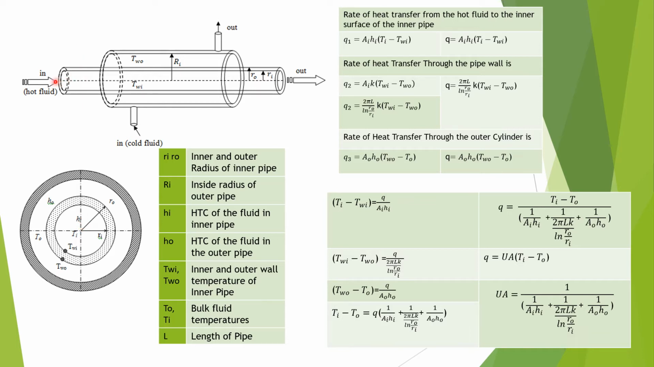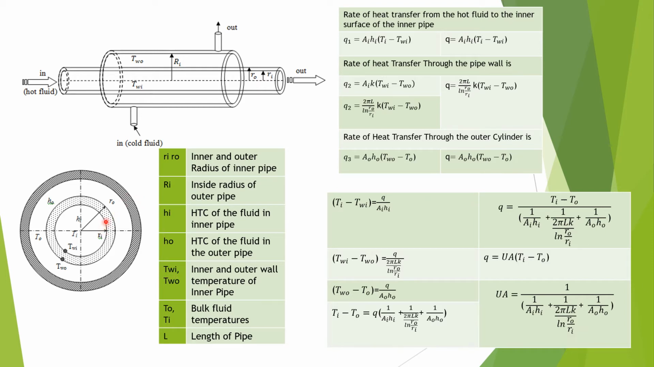Here it is the hot fluid in this case. And ho is the heat transfer coefficient of the fluid in the outer pipe, that is, the heat transfer coefficient for the cold fluid in this case. Now Twi and Two are the temperatures of the Tw, that is, the wall temperature of the inner pipe.